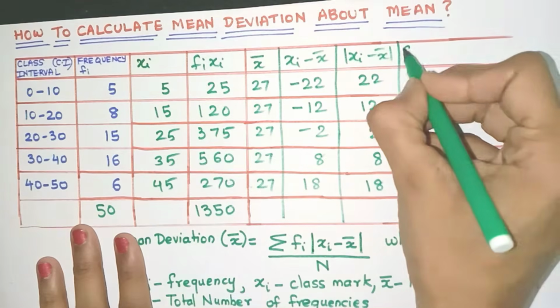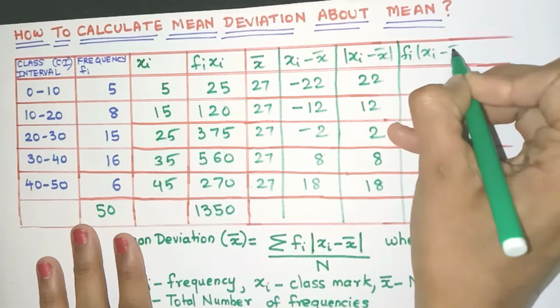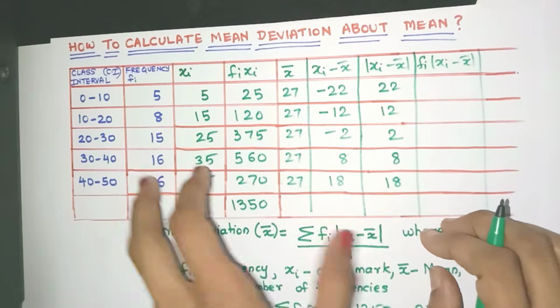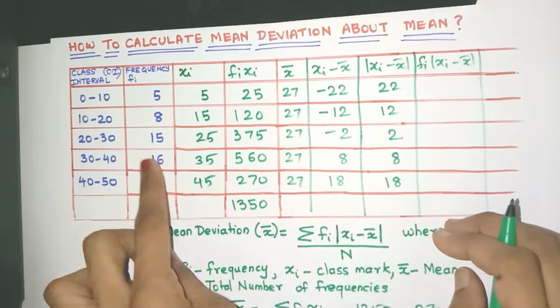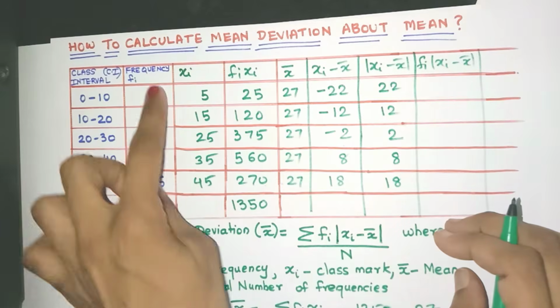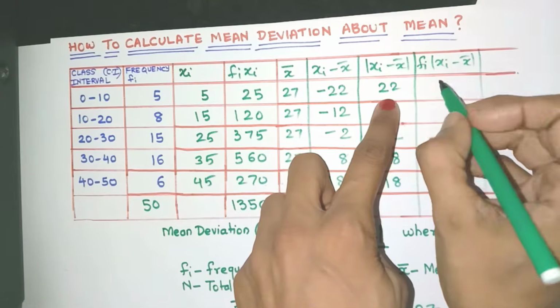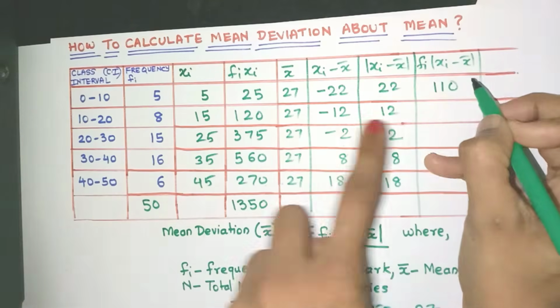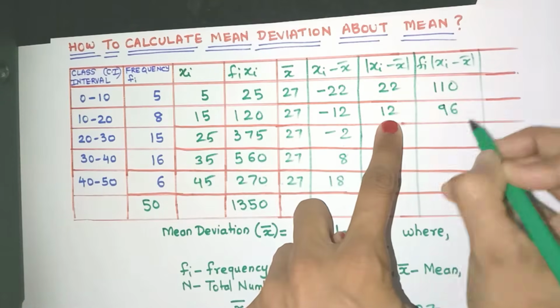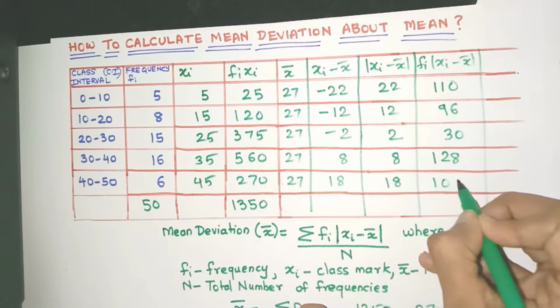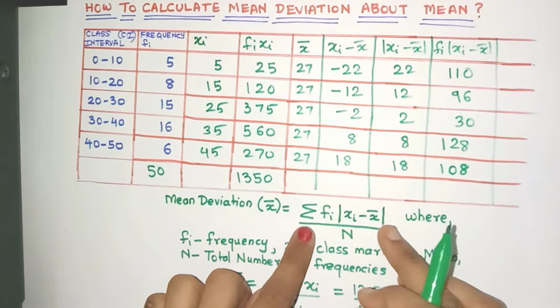So that tells us what is the next column to be created. We just need to multiply these two columns. So just choose your columns properly. Don't get confused because of so many columns. So we need the fi and this column. So 5 into 22, we'll get 110. Now I've already done the calculation, so I'll just write it quickly. 128 and 108.